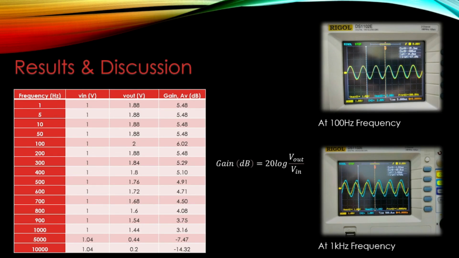In this slide, you can see on the right side two pictures of the oscilloscope showing the input and output voltage at 100 Hz and 1 kHz frequency. All the input and output voltages are collected in the table on the left side, where the gain in decibels is calculated using the formula in the middle, which is 20 log Vout over Vin.